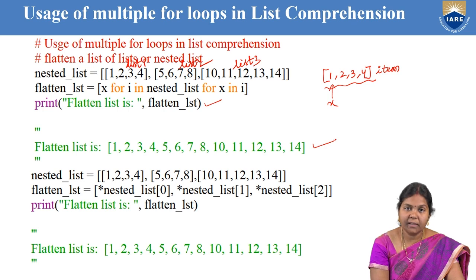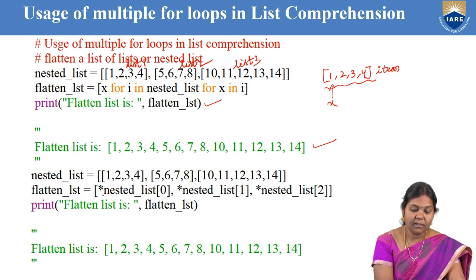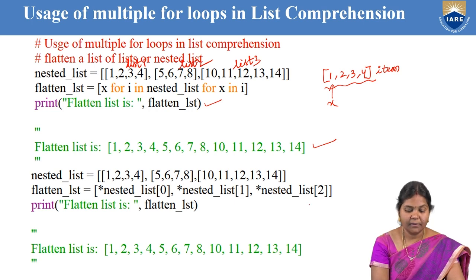There is one more mechanism to flatten a list. Suppose you have taken the same example. Here a nested list contains multiple lists inside. Now you can flatten the list based on the index value because it is an ordered collection of items. Using the star operator, we can flatten nested list of 0, then nested list of 1 and nested list of 2. This is another mechanism of flattening a list. You can see the list contents are flattened using the star operator.